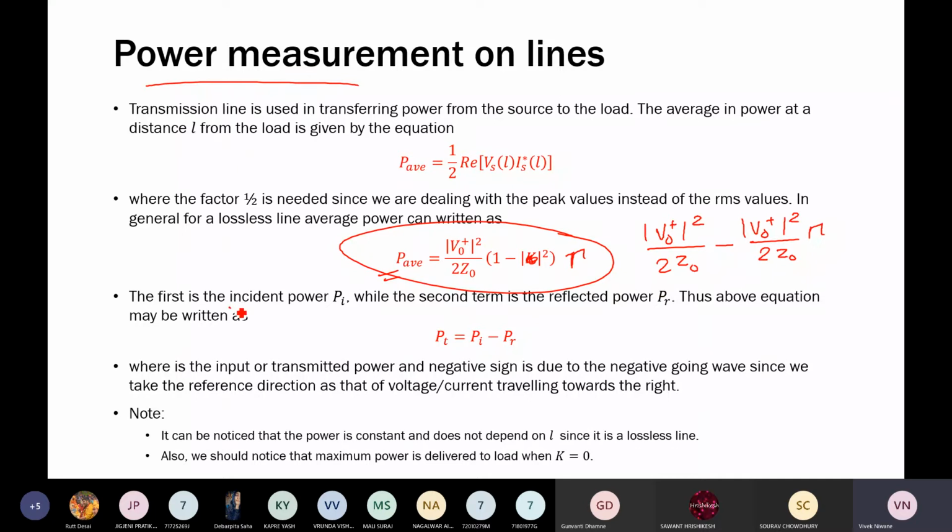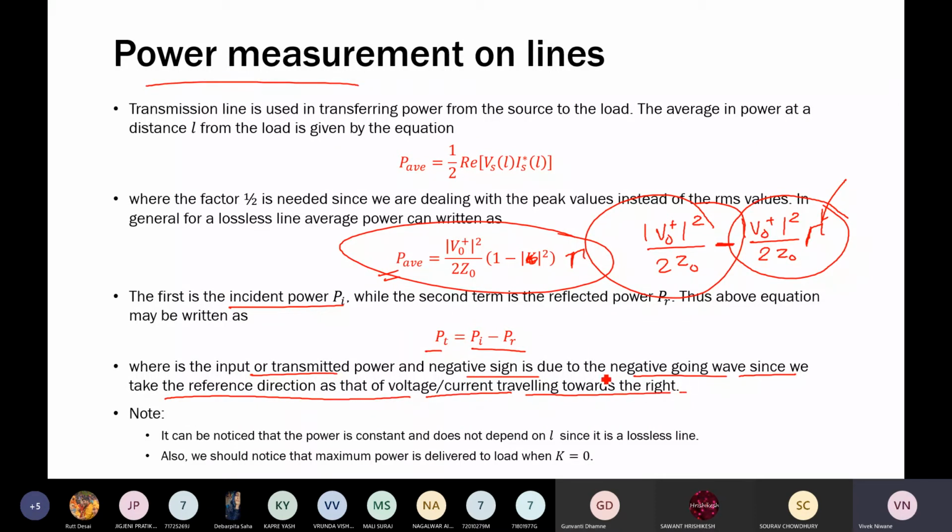The first term indicates the incident power, whereas the second term indicates the reflected power, because gamma is nothing but your reflection coefficient. So the total power can be written as Pi minus Pr, this minus sign. Here the input or transmitted power is positive, and the negative sign is due to the negative going wave, since we take the reference direction as that of the voltage and current traveling towards the right. Its direction is positive because it is going towards the load side. So just keep this formula in mind, this will help you.